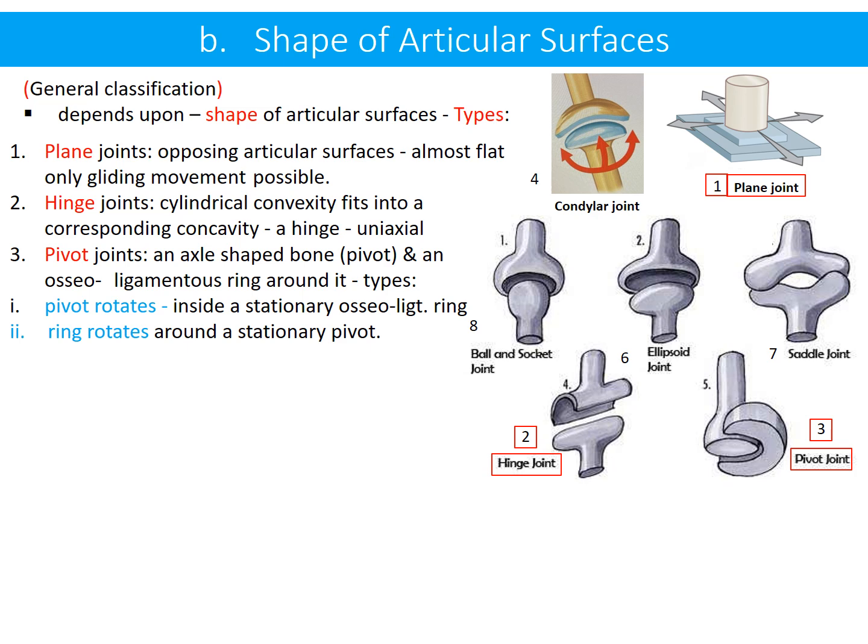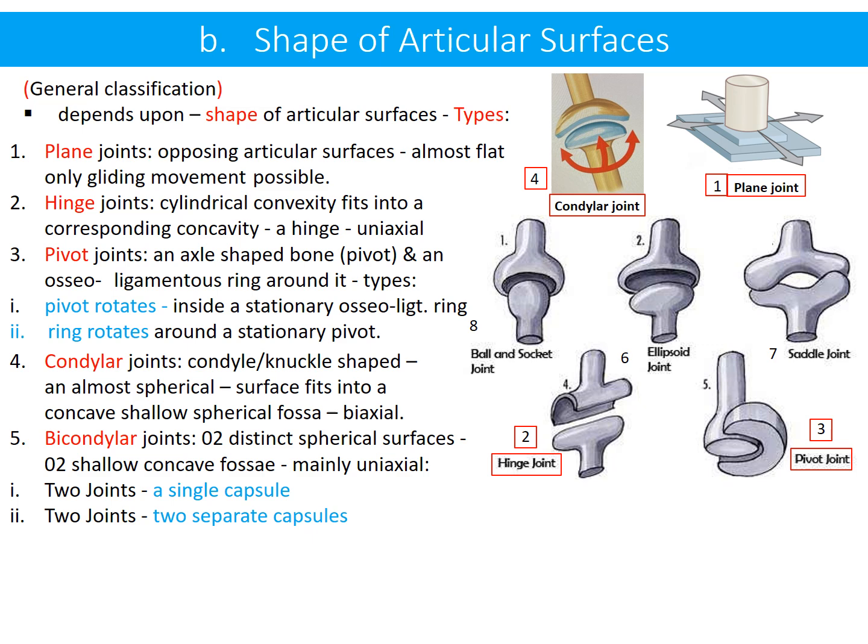Second group is hinge joints, in which a cylindrical convexity fits into a corresponding concavity, in the shape of a hinge of a door. Number three, pivot joints, in which an axial shaped bone, that is the pivot, lies inside an osteoligamentous ring. There are two types. Number one, in which the pivot rotates inside a stationary ring. And the second variety is that the ring rotates around a stationary pivot.